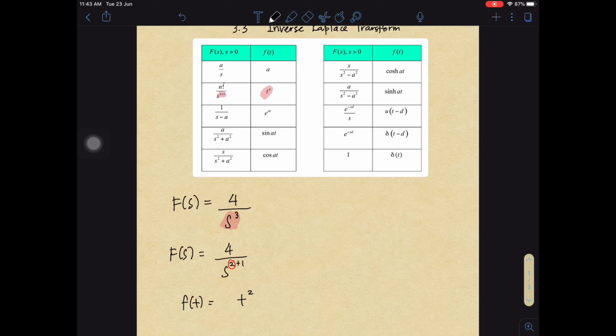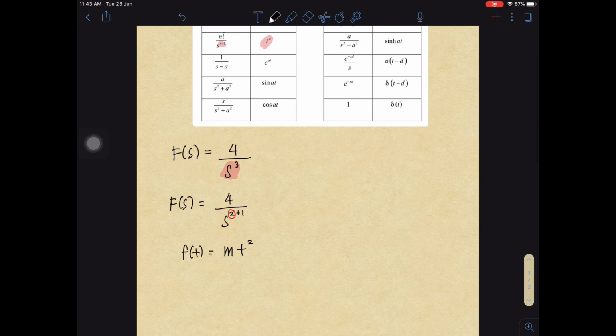equal to t to the power of 2. But this one is not yet the final answer because you need to multiply the t to the power of 2 with a constant m. So how to find the constant m? The formula to find the constant m is n factorial. You multiply it with the constant m, and you must get the same value as in the numerator. We see in the numerator you have 4. Therefore, n factorial times m must be equal to 4.